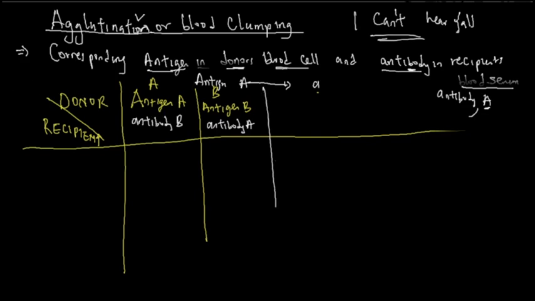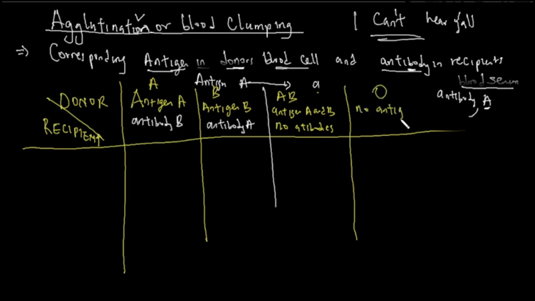Then the next one, blood group AB, means that I have antigen A and B, and I have no antibodies. Is it clear? Sorry, can I continue? Good. Then finally, if I have blood group O, it means I have no antigens and then antibody A and B. Now, remember, what attacks is the antibody of the recipient.